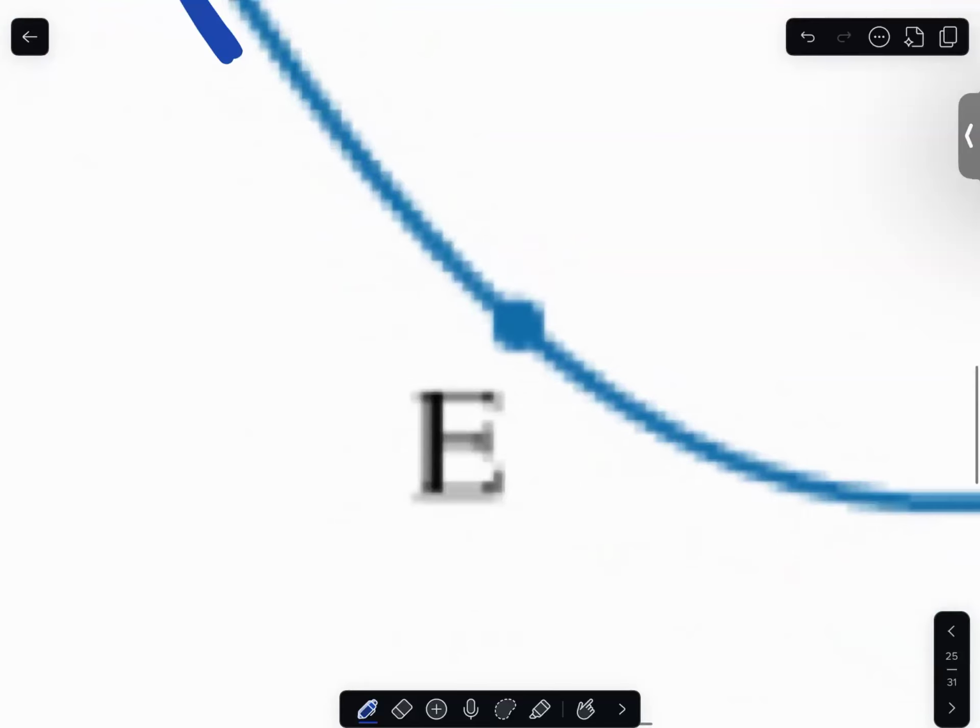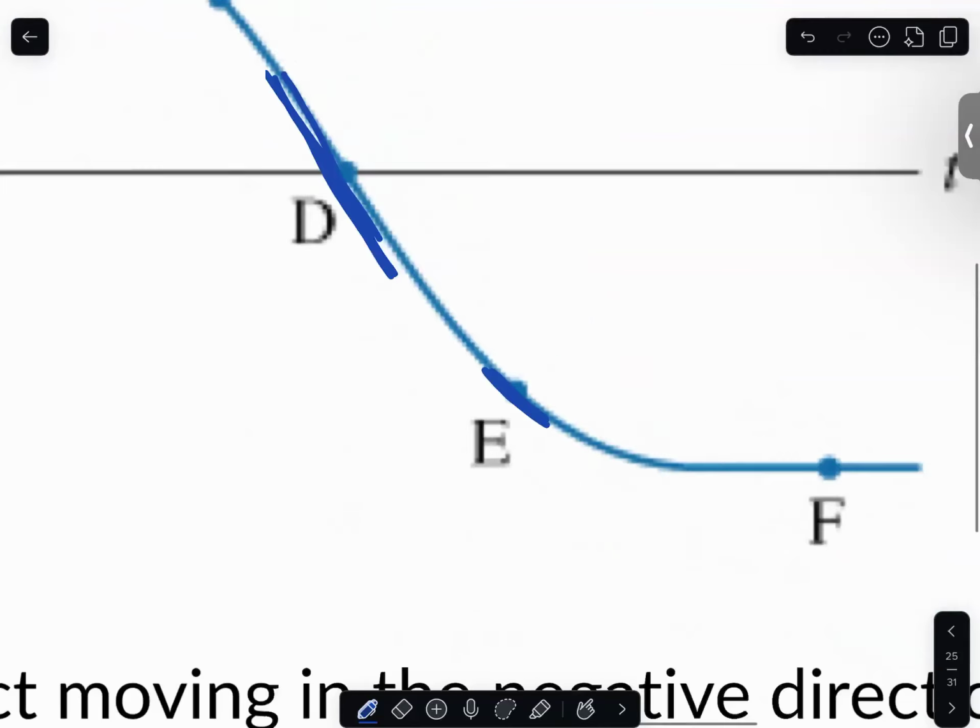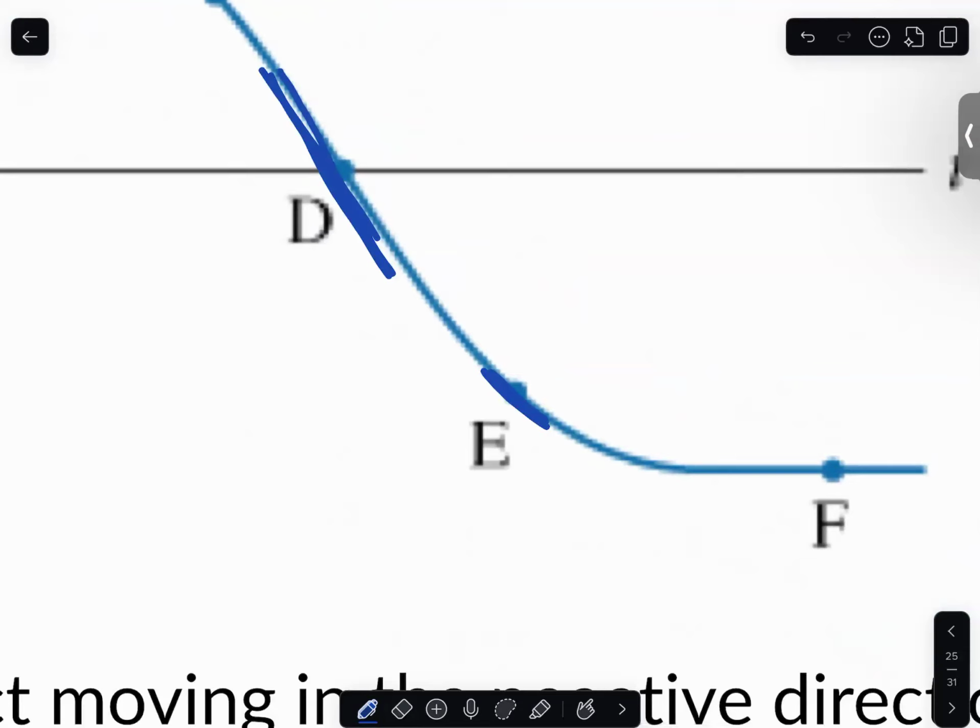Likewise, zoom way into E, and I think the slope here looks something like that. Now, is the slope at D or E more intense? D is more intense. Intensity of slope, intensity of velocity, what is that? Speed. So if I'm intenser, I'm faster. If I'm shallower, I'm slower. From D to E, I slow down.